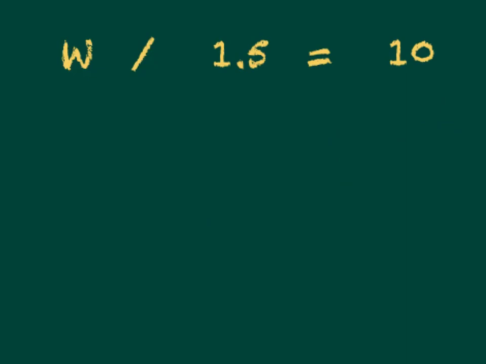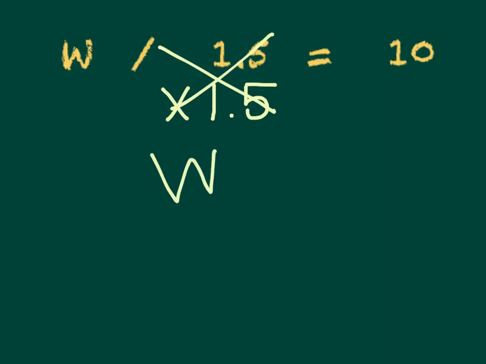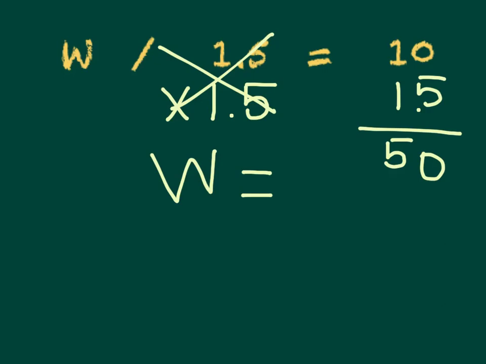Again, the first thing I'm going to draw my attention to in this problem is the operation symbol, which happens to be division again. So in order to undo division and isolate my variable, I'm going to multiply by 1.5. Those opposite operations will cancel. I have W isolated, and I'm going to multiply 1 and 5/10.